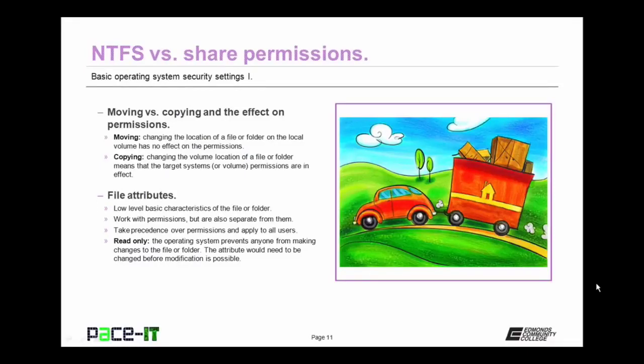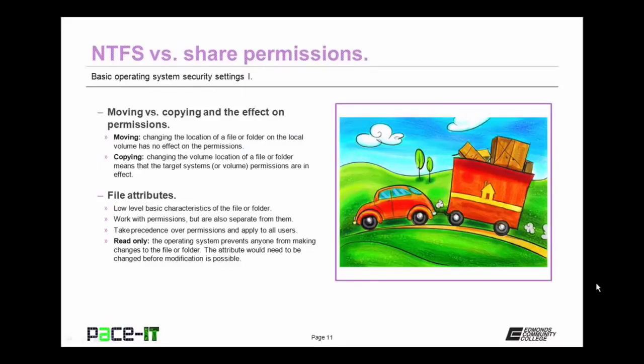Now, when you move a file, you're just changing the location of a file or folder on the local volume, and that has no effect on the permissions associated with that file. When you copy a file or folder, you're actually changing its location to a new volume. Now, when that happens, the permissions are now tied to the target system, the new volume. So whatever permissions are in effect on that volume get applied to the files and folders.